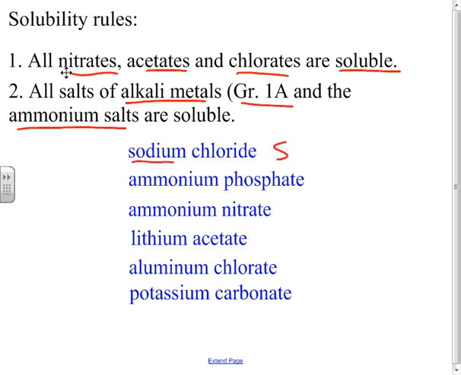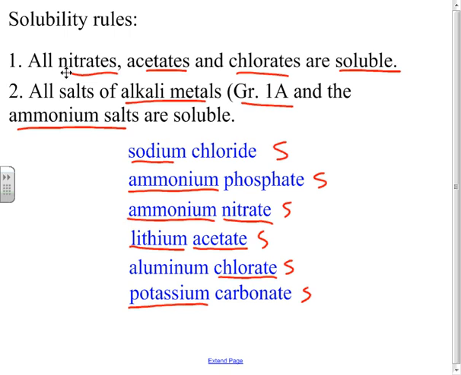Sodium chloride is soluble because it contains sodium. Ammonium phosphate is soluble because it contains ammonium, and Rule 2 says ammonium salts are soluble. This one is soluble because Rule 2 says ammonium compounds are soluble, and Rule 1 says nitrates are soluble. This one is soluble because of Rule 2 saying lithium salts are soluble, and acetate salts are soluble. This one is soluble because Rule 1 says chlorates are soluble, and this one is soluble because all potassium salts are soluble. So again, we're starting with things that are soluble.